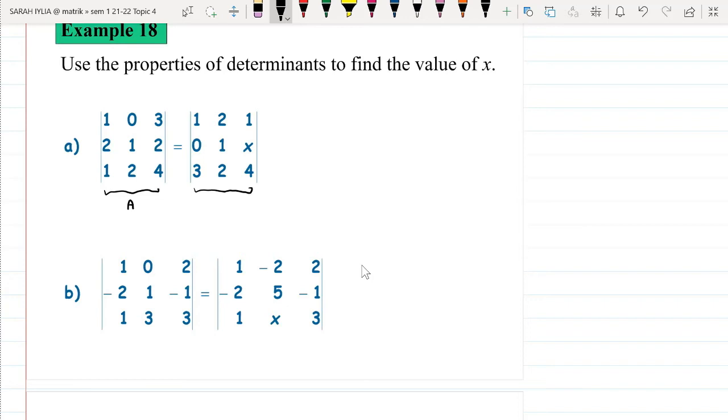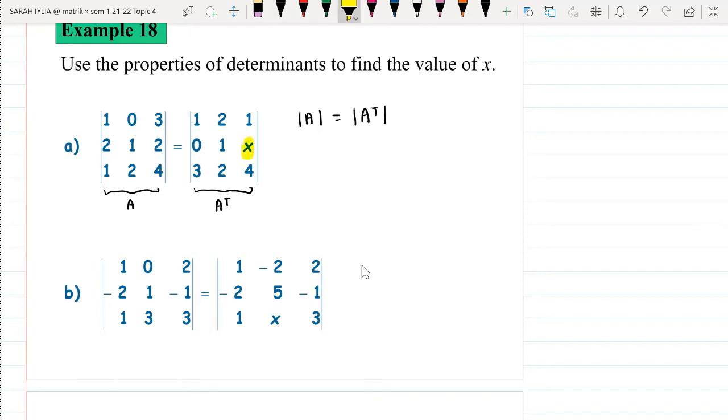So from here, kalau awak perasan, it's actually transpose. Dia punya first column dah jadi first row. Second column dah jadi second row. Third column dah jadi third row. So this is basically A transpose. By using properties just now, dia dah bagi tahu dah. Determinant of original matrix and its transpose would be the same. Sebab tu kita dah boleh directly compare.